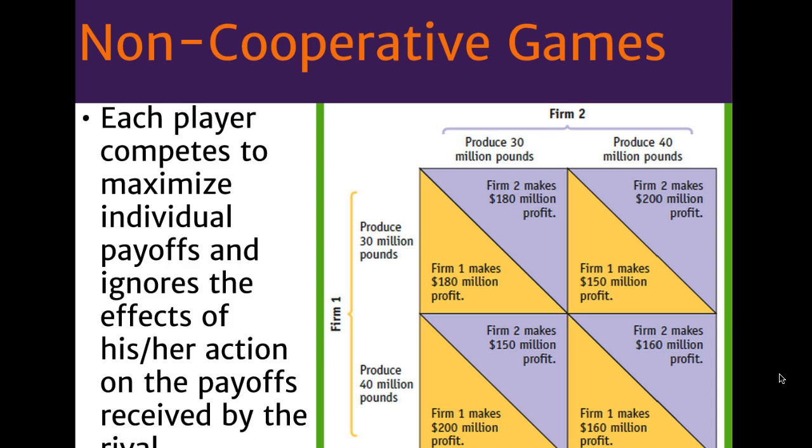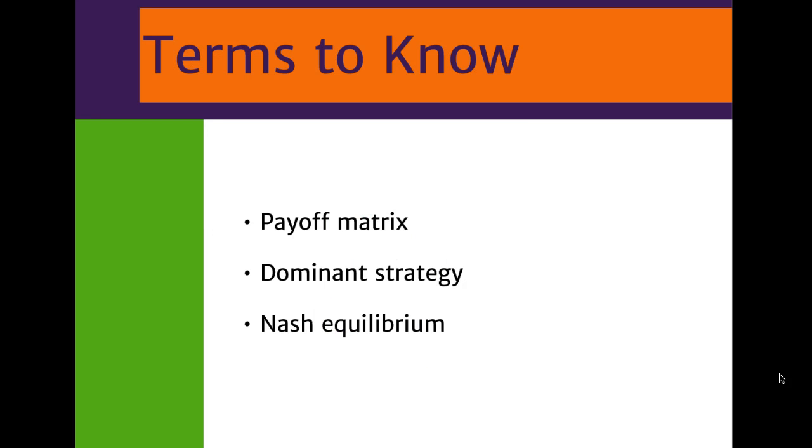This particular situation is a version of the famous prisoner's dilemma that you might have heard of. Let's see what that looks like. First of all, we'll talk about the different types of outcomes in game theory. The first is the payoff matrix, which we just looked at.